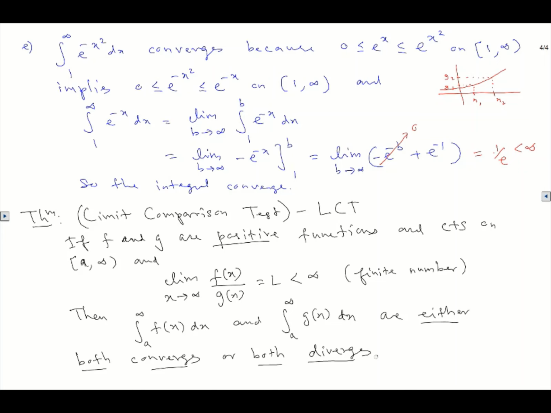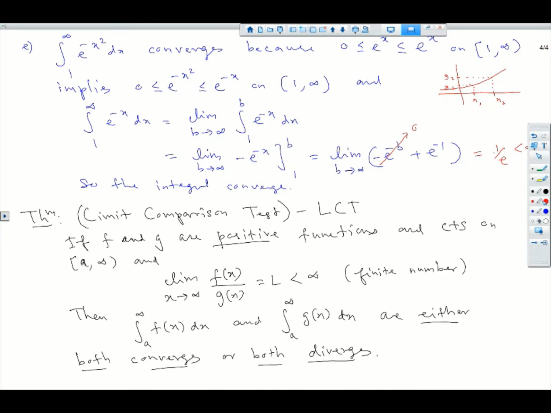So that means if you know that the limit is a finite number, you take the limit. If it's a finite number, then if one integral converges, the other one converges. If one integral diverges, the other one diverges. Here we are not going to compare with anything. We just take the limit and see whether it is a finite number. If it is, both behave exactly the same way. So let's look at an example, and it can be clear what we are talking about.